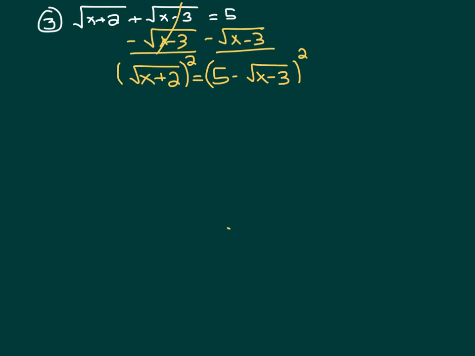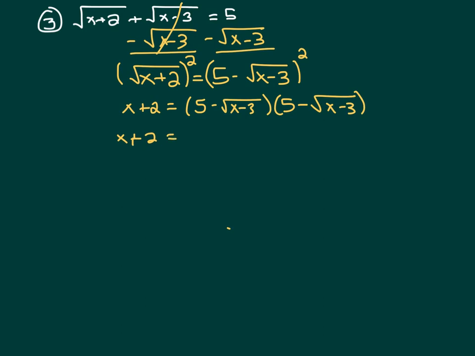So what happens is a square and a square root cancel each other out. So on the left-hand side, we're left with x plus 2. And then on the right-hand side, since we have a binomial being squared, we're going to have to write that out twice and then double distribute. Okay, so let's bring down the x plus 2.